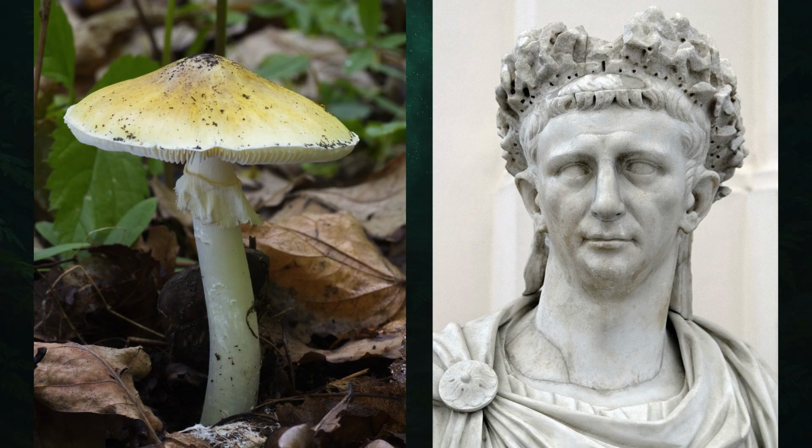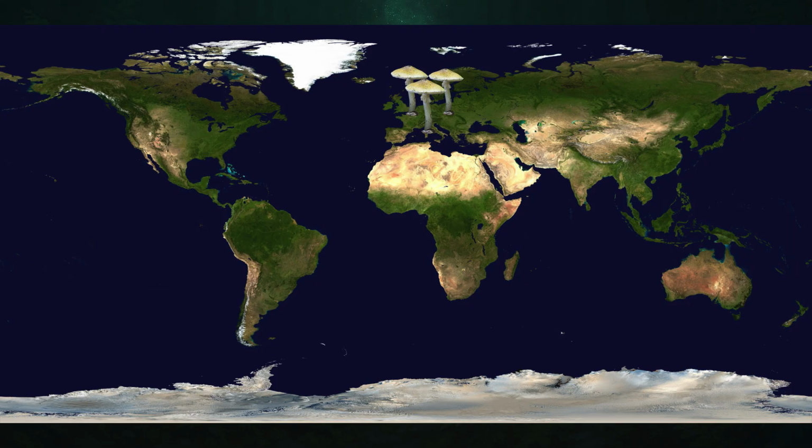Poisoning with Amanita phalloides is nothing new. Death caps have been used throughout history, involved in the assassination of multiple historical figures. But what's new is that this might be one of the first intentional poisoning cases involving death caps outside of their native European range.